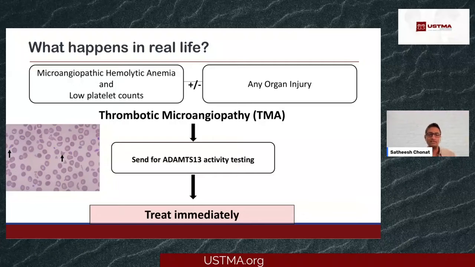So what happens in real life? Because these ADAMTS13 test results can take anywhere from a few hours to sometimes a few days, in anyone who comes in with a low platelet count and breakdown of red blood cells causing hemolytic anemia, we look under the microscope for evidence of that. They sometimes may or may not have any organ injury secondary to those changes. So the idea is to send off the testing, and what we recommend is to start treatment immediately, because as we all know, this is an emergency, and if left untreated, it can be potentially fatal.